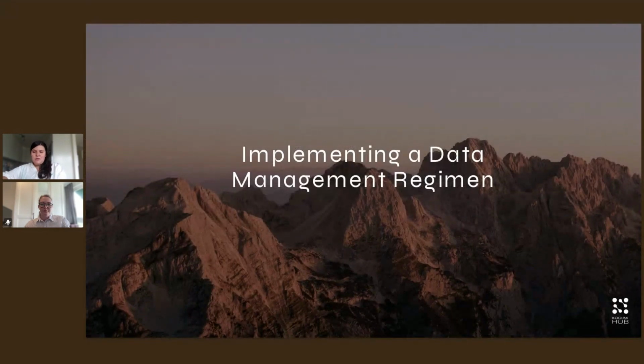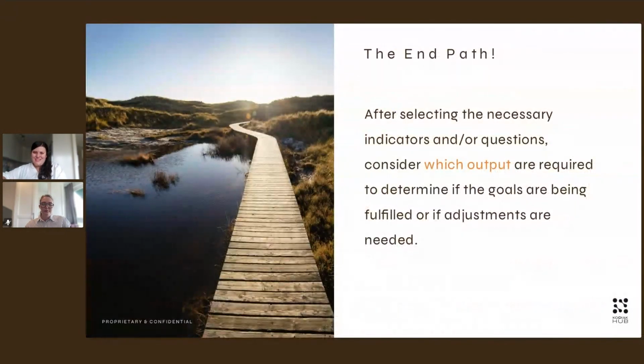Good. So let's talk a little bit about the following steps and what is the main thing that we want you to take from this webinar. The first thing is to think about the end path. Who is going to use these outputs that you're going to create?